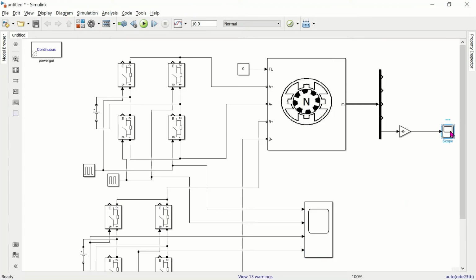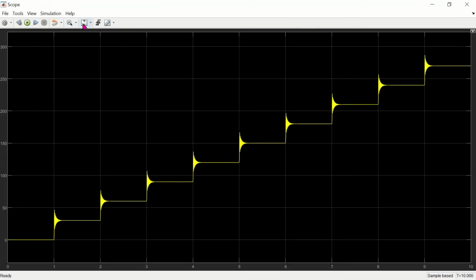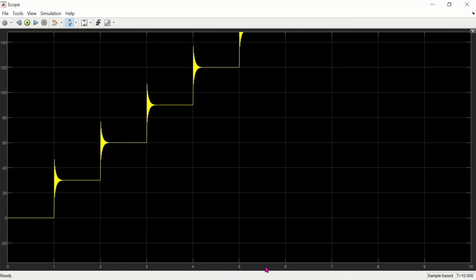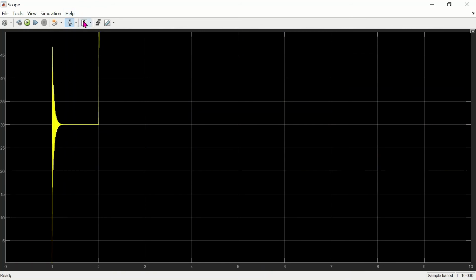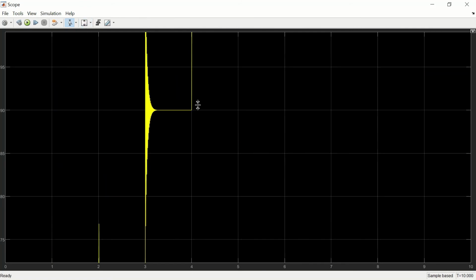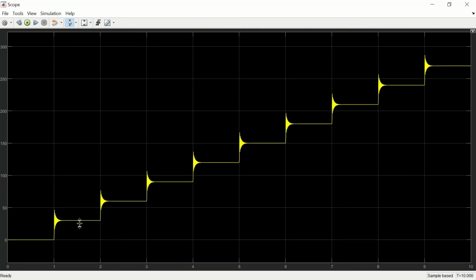Now we can check the output of our stepper motor step angle. Here in this case we can see the step angle. For the 4 steps, the first step is 30, the second step is 60, 90, like this it continues for each step input. So the rotor moves 30-degree angle.